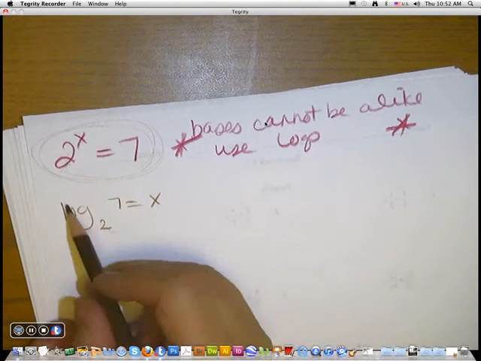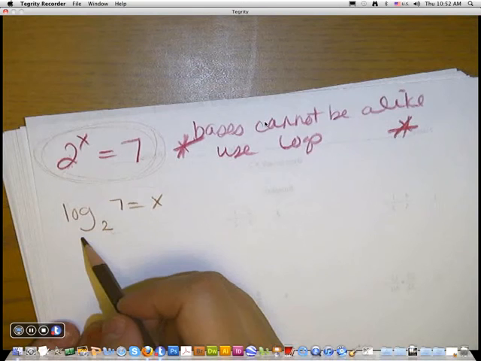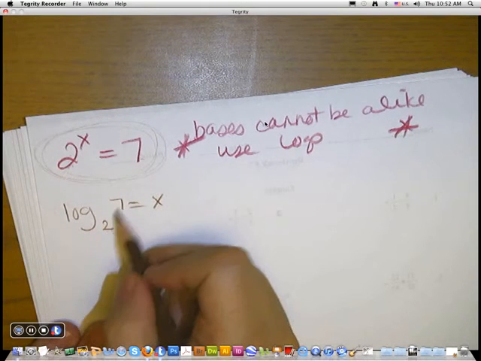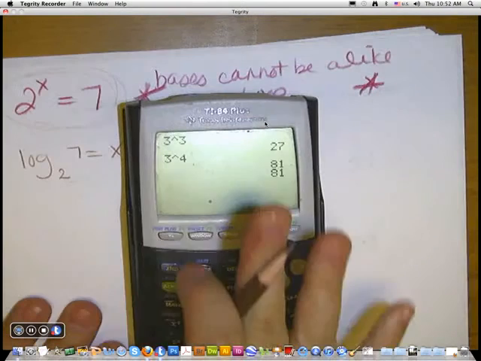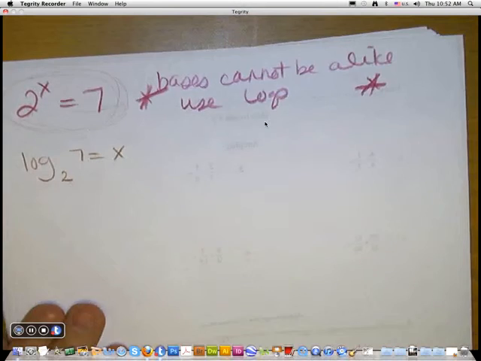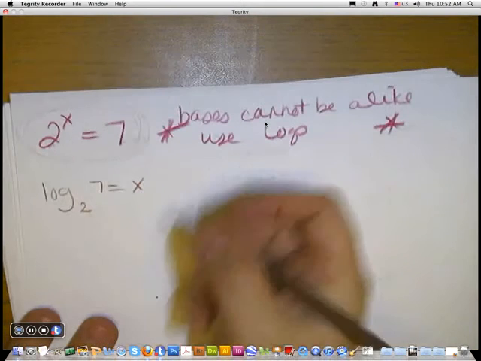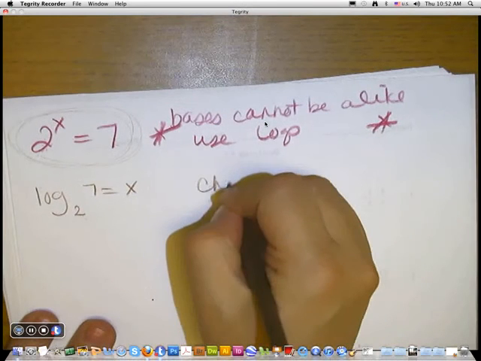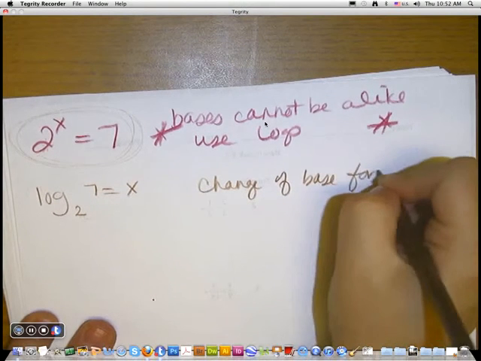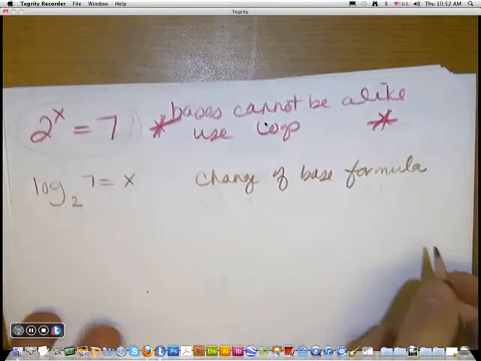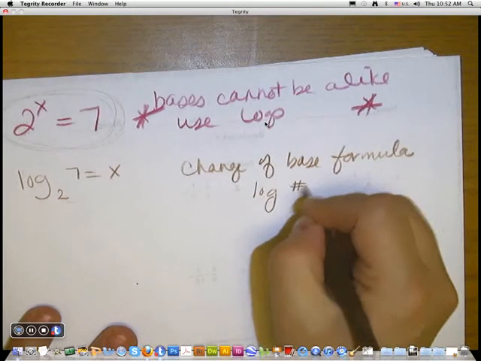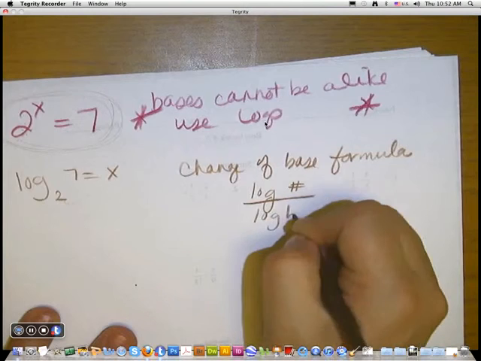Okay. Now, I still don't know how to do this. I don't know log base 2 of 7. And my calculator is only in log base 10. So I've got to somehow be able to change this. And we call this the change of base formula. What it is, we take the log of the number over the log of the base.